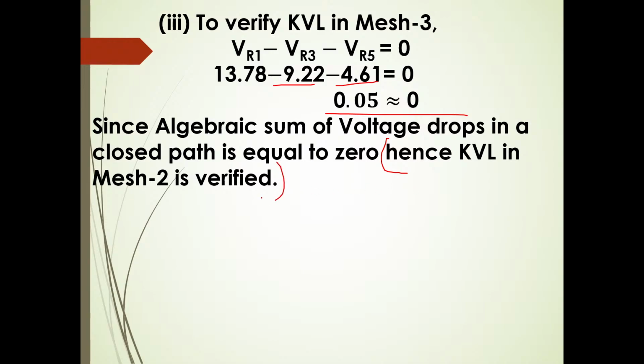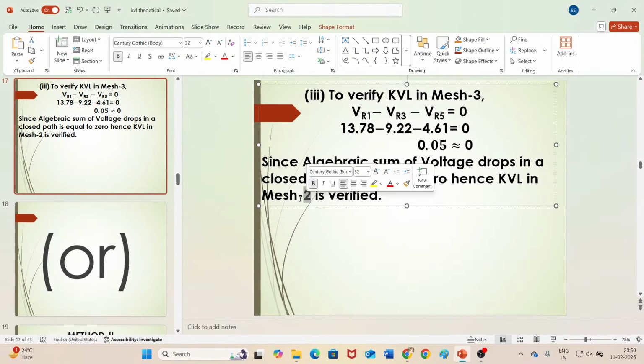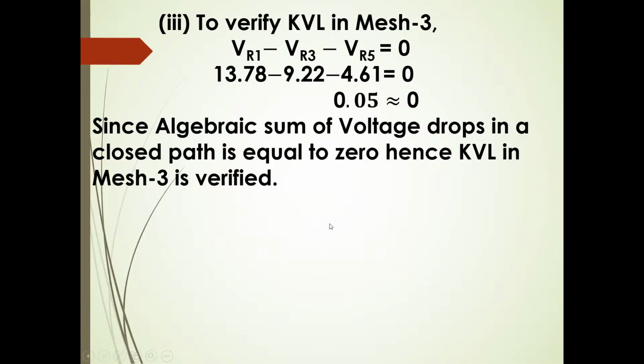I think here it is mesh 3. I just copied from the previous slide and forgot to change this. So hence KVL is verified in mesh 3, not mesh 2, it is mesh 3.